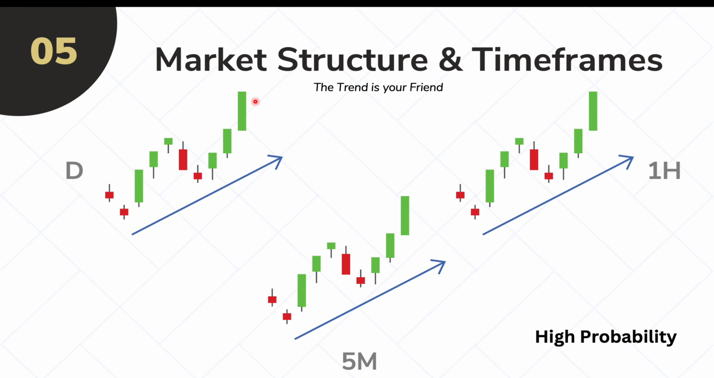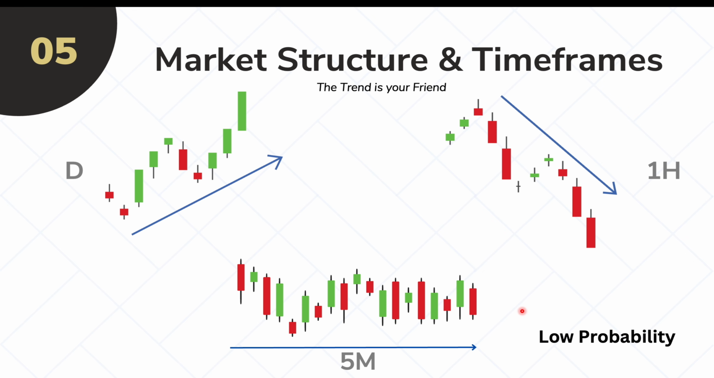So for example, on all three time frames we're going up. That's very nice. You can trade that. But what if on the daily we go up, on the 1 hour we go down, and on the 5 minute we go sideways? That is possible. Then you know, okay, maybe I should wait until the trend is aligning itself again on all three time frames. Remember the rule of 3, you need to keep applying that to your trading.